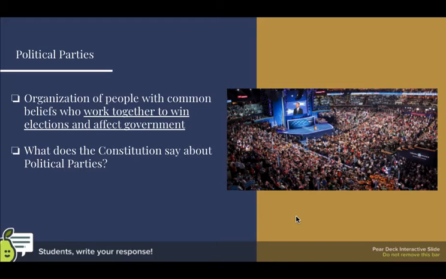You don't need another textbook definition, but political parties are organizations of people with common beliefs who work together to win elections and affect government. So government is the actual system. Politics is trying to win the system, I guess you could say, where you get your opinions across.